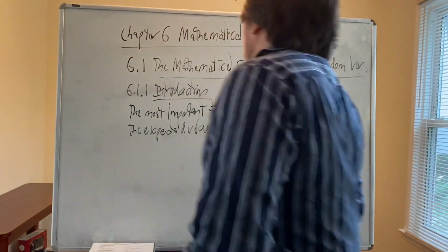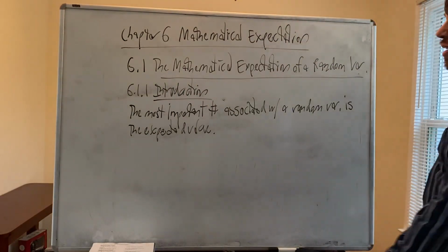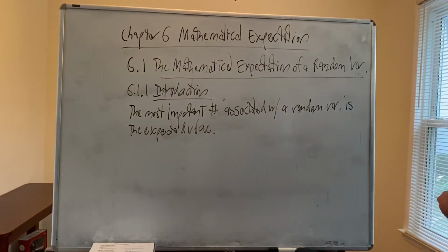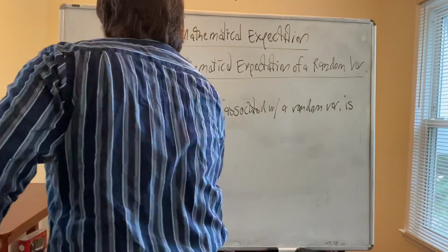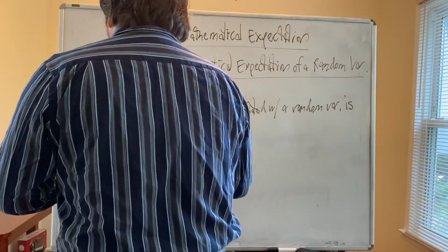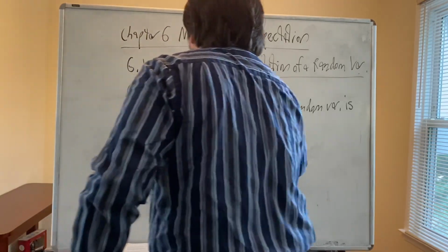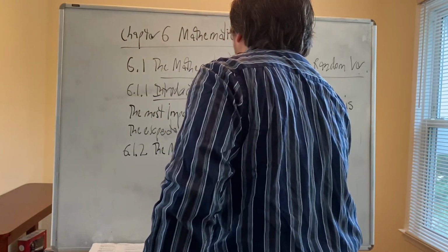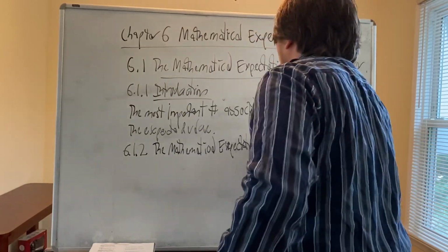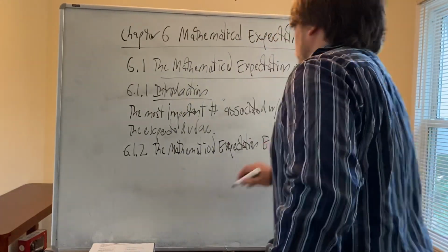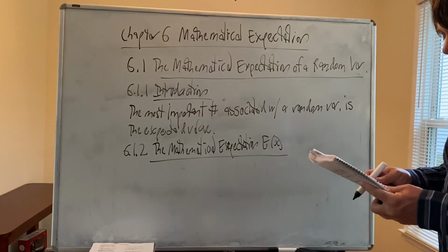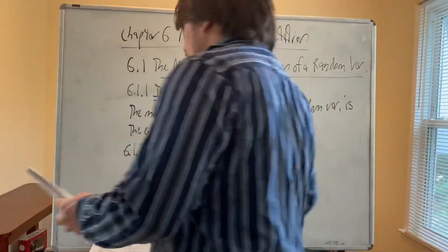Okay, so this ends up being the most important number to study a random variable, its expected value. You can learn a lot about it by knowing its expected value. 6.1.2 is the mathematical expectation, E of X. Okay, so let's define what this is.